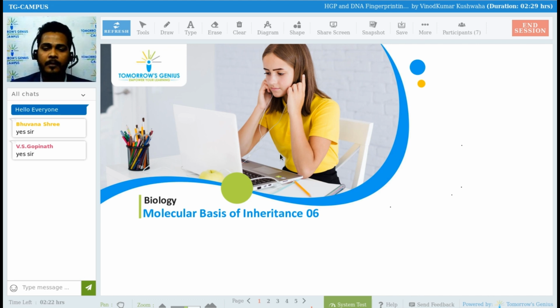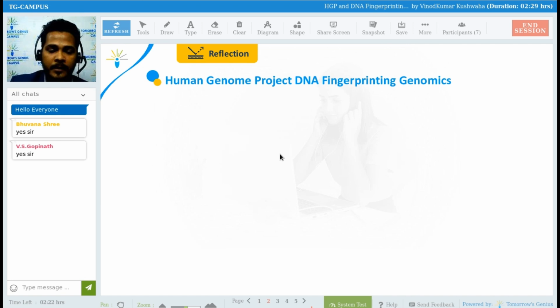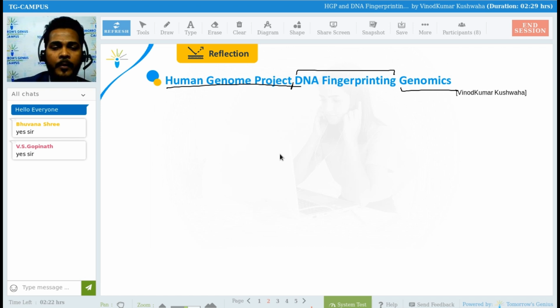Today we have only two important concepts. One is the Human Genome Project, and the other one is DNA fingerprinting. So these are two totally different concepts. We will also talk a little bit about genomics. So the total number of concepts for today's session is actually three.